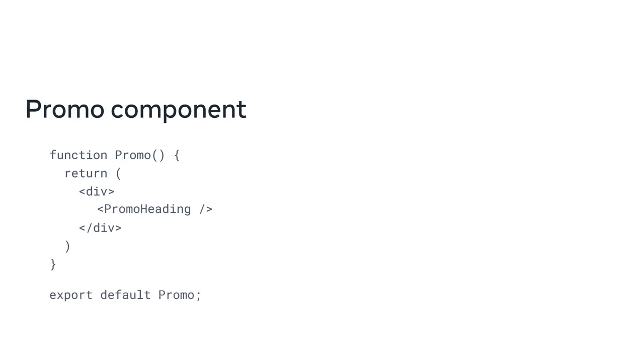First is the Promo component, which will return the content of the PromoHeading component that you will create later. To build the Promo component, you can declare the function Promo and then write a return statement inside of curly braces. This statement has a div, inside of which PromoHeading is called. This is then followed by the line export default Promo to make the component accessible.